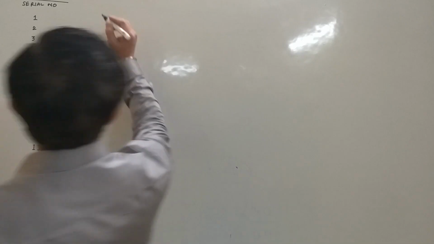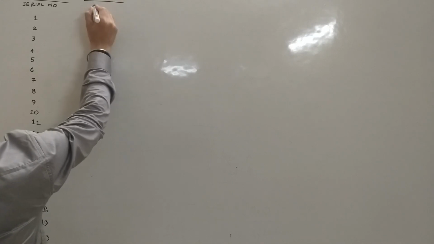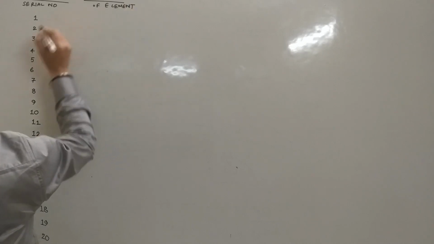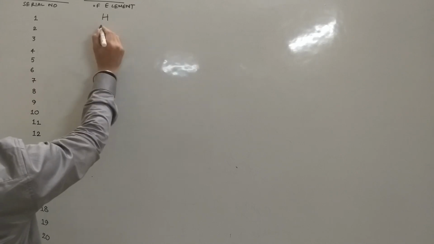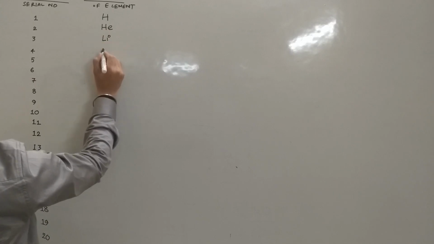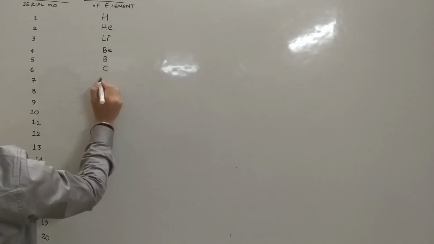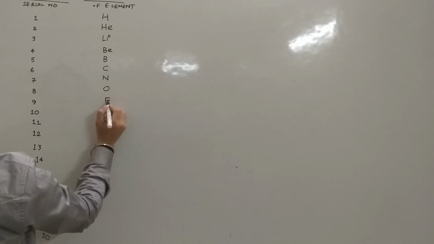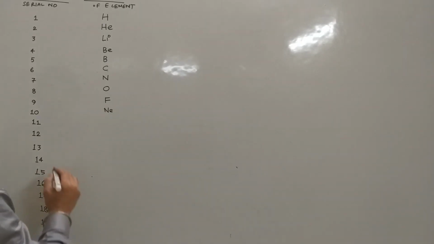Now the symbol of the element. So atomic number 1, the element is hydrogen and the symbol is H. Atomic number 2, serial number 2 is helium. Third is lithium. Fourth is beryllium. Fifth is boron. Sixth is carbon. Seventh is nitrogen. Eighth is oxygen. Ninth is fluorine. And 10th is neon.